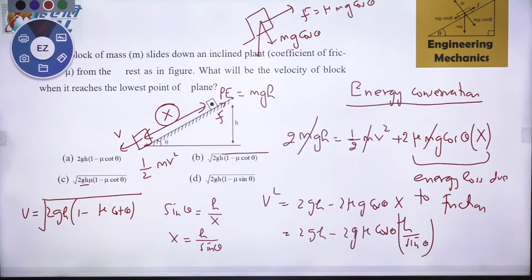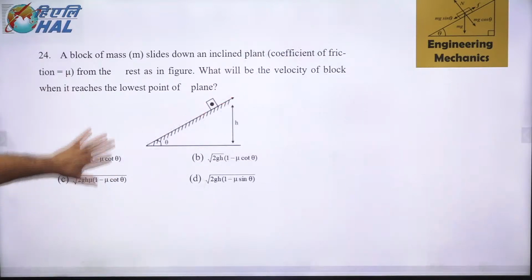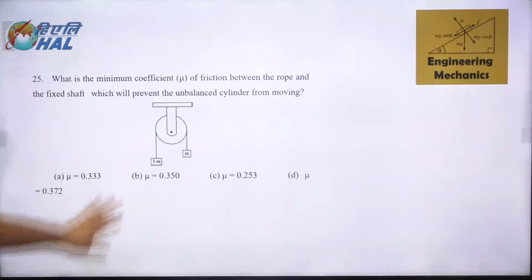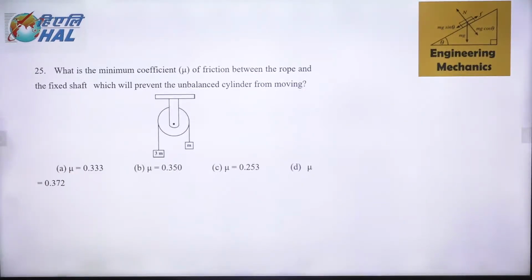Okay, so let's go for the next question now. Question number 25. What is the minimum coefficient of friction between rope and fixed shaft which will prevent the unbalanced cylinder from moving? How shall we solve this question now? One side it is 3m, another side it is m, given to us.